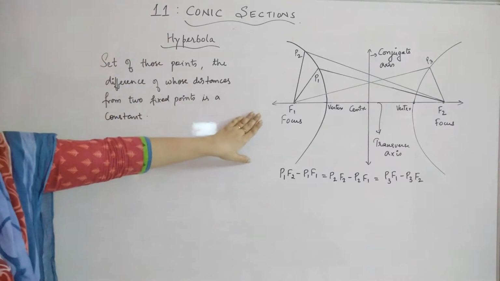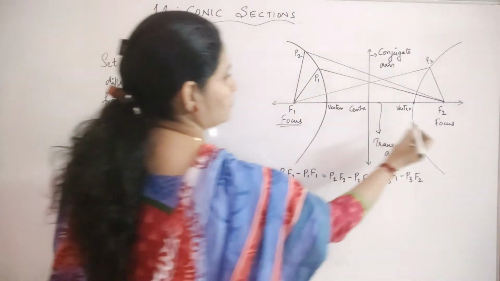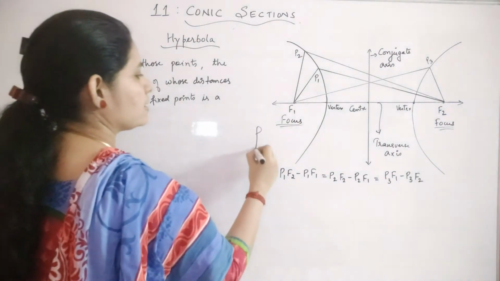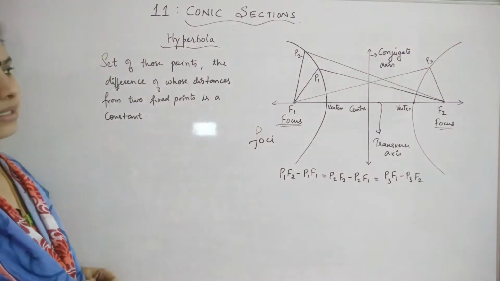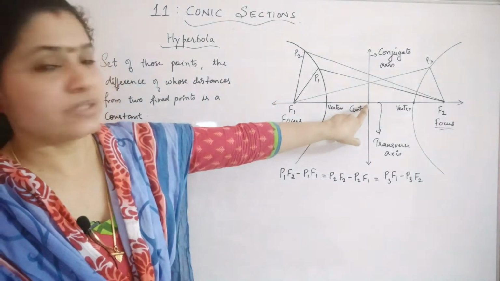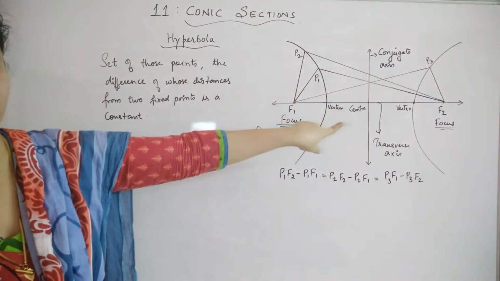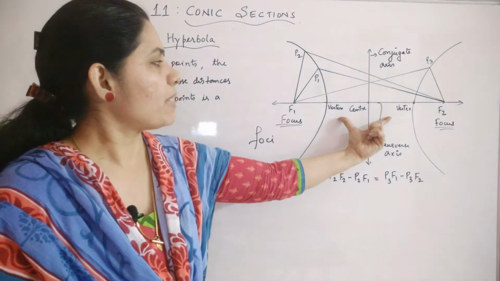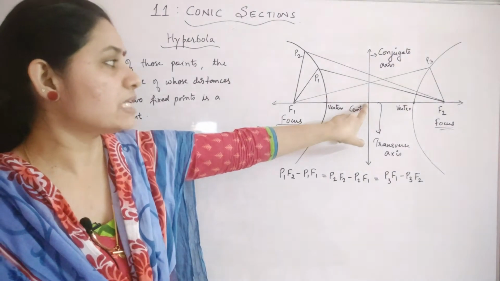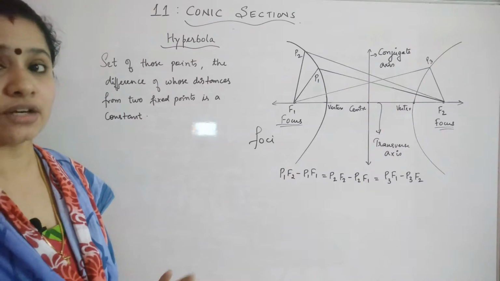Now I have drawn these two fixed points, and they are known as the focus. The two fixed points are focus, so generally I will say that they are the foci of the hyperbola. Now the midpoint of the line joining f1 and f2 is known as the center. So the center is the midpoint of the line joining f1 and f2. This is the center of the hyperbola.